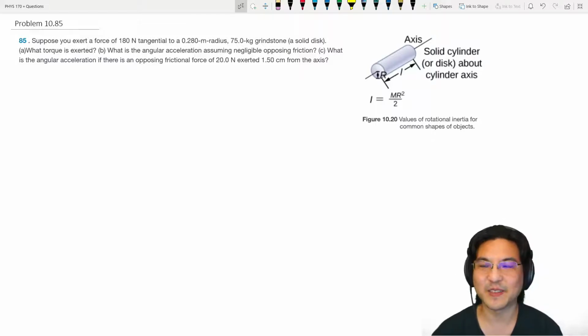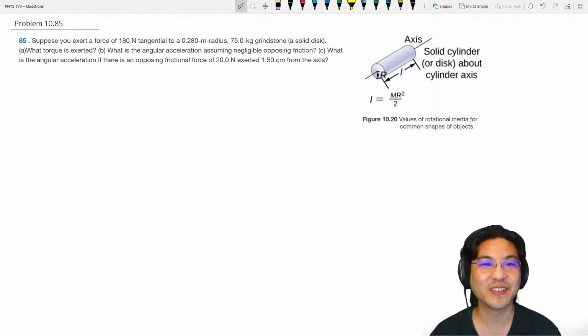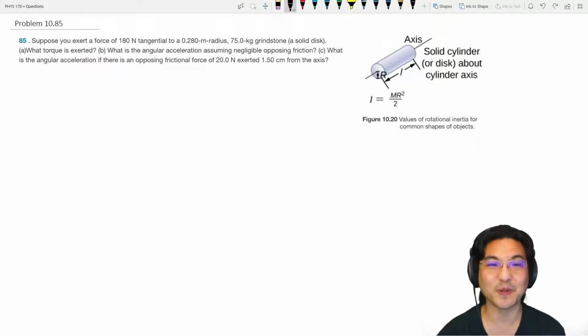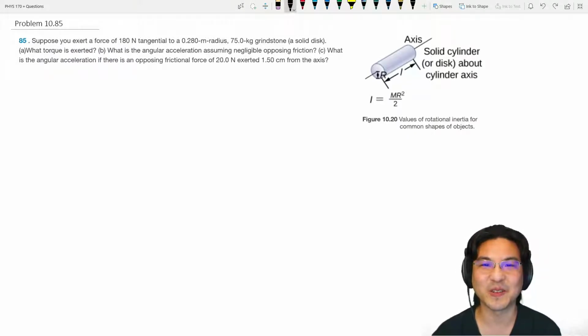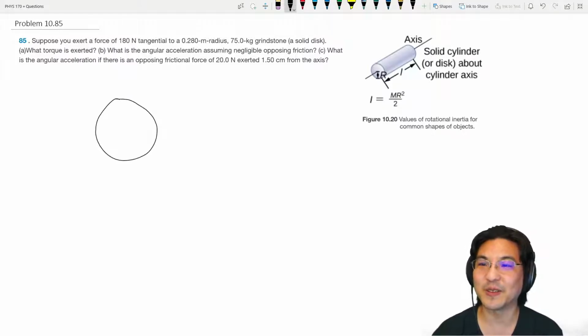Hey everybody, let's give this problem a try. So we have some kind of solid disk. I grabbed this entry for the moment of inertia from the table in the book, since I already saw that there's some disk. And then, let me just draw something. We exert some kind of force tangential to the radius.